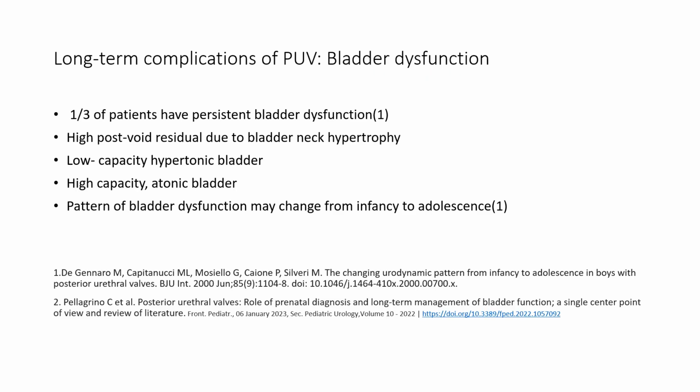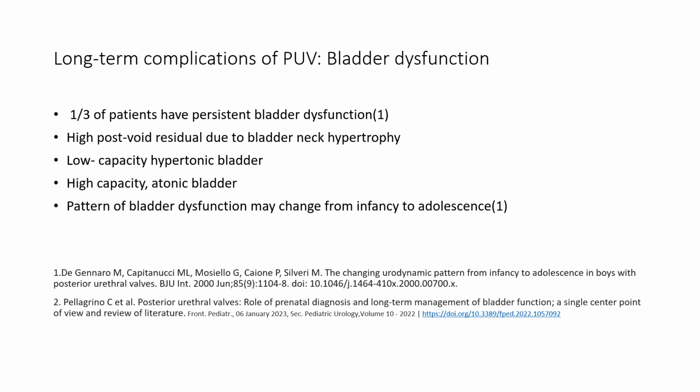Bladder dysfunction may occur in up to a third of boys who were diagnosed with posterior urethral valves. Some of the problems that they may have are things like a high post-void residual volume. They may end up with a bladder which has low capacity but is hypertonic, especially in infancy, and then this changes to a compliant, high capacity bladder but which poorly contracts, so is atonic. And then a few may have an almost normal bladder.